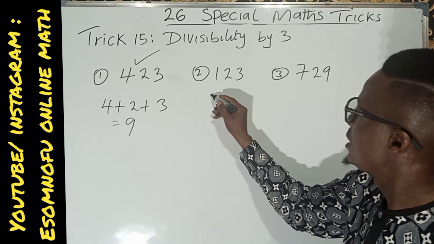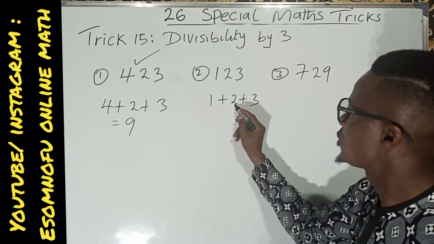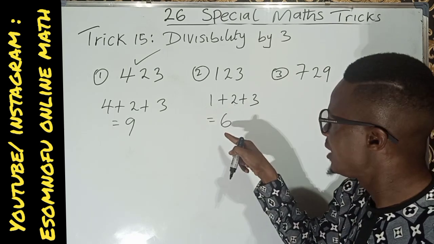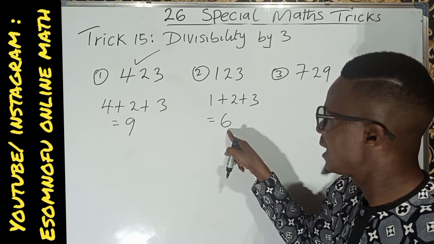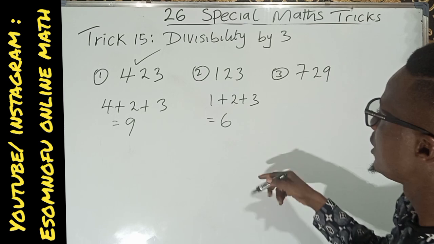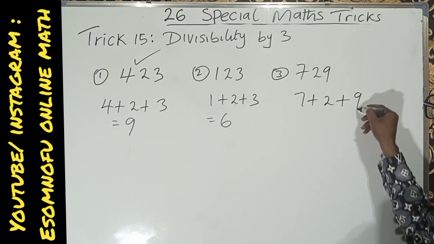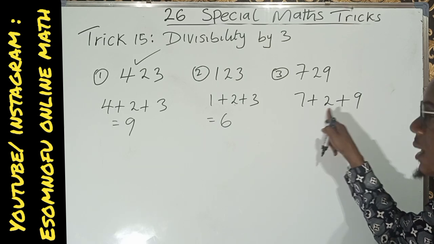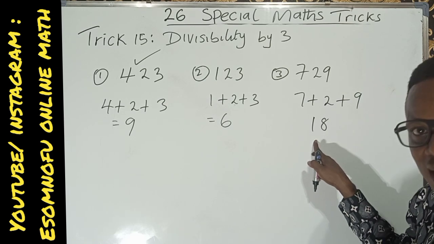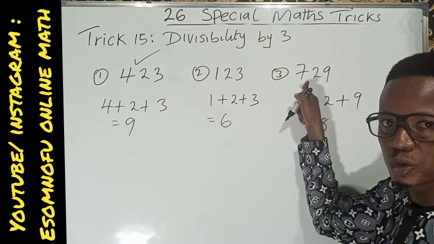For this one, I will call it 1 plus 2 plus 3. 1 plus 2 is 3 and 3 plus 3 is 6. Can 3 divide 6? Yes. Since 3 can divide 6, it means that 3 can divide this number. For this one, I will call it 7 plus 2 plus 9. 7 plus 2 is 9, and 9 plus 9 is 18. Can 3 divide 18? Yes. Since 3 can divide 18, automatically 3 can divide 729.